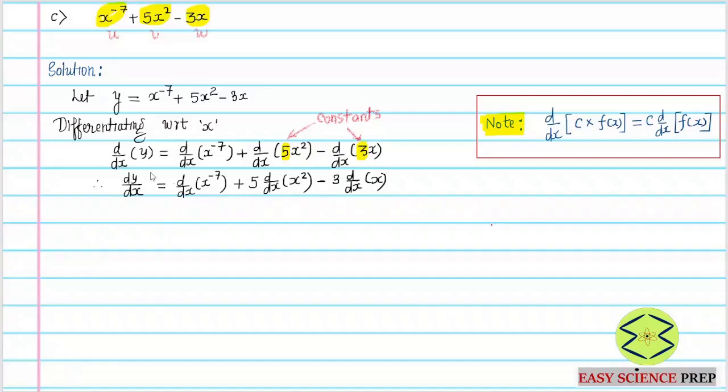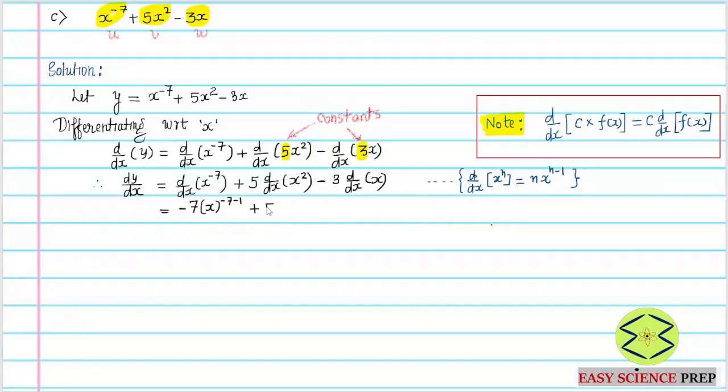Now we shall use our result. The derivative of x raised to n is n x raised to n minus 1. This result I am going to use here. If I use this result, what shall I get? Minus 7 x raised to minus 7 minus 1. Here n is minus 7.